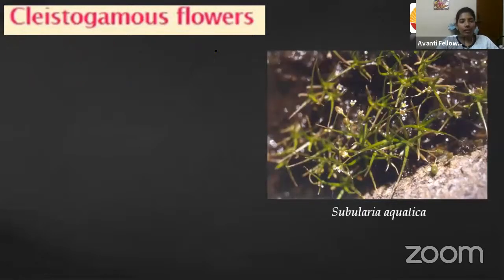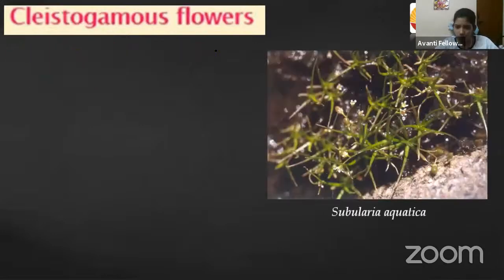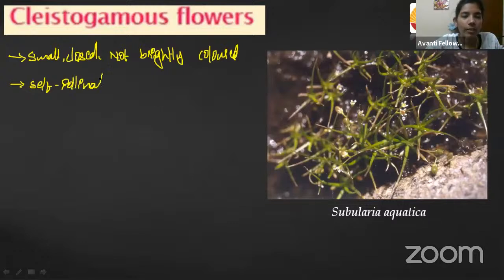Right. And here you can see the beautiful flowers, which are an example of chasmogamous flowers. And Subularia aquatica is one of the cleistogamous flowers. So cleistogamous are another type of flowers which are small, closed, and not brightly colored. Why? Because they always encourage self-pollination. Okay, so these are the types of flowers.